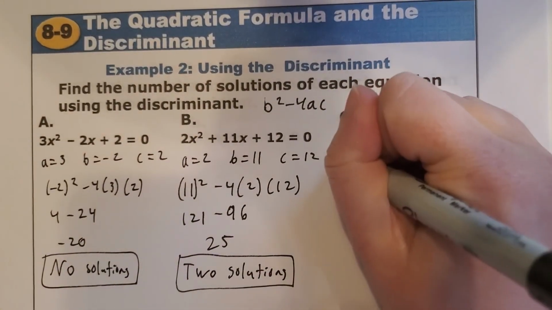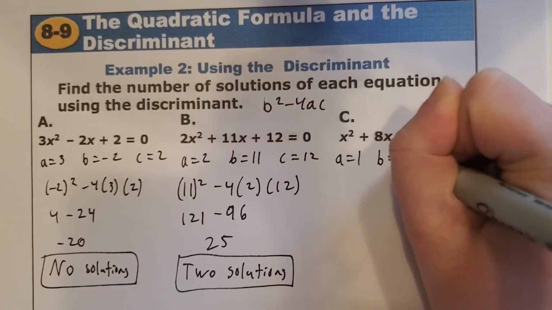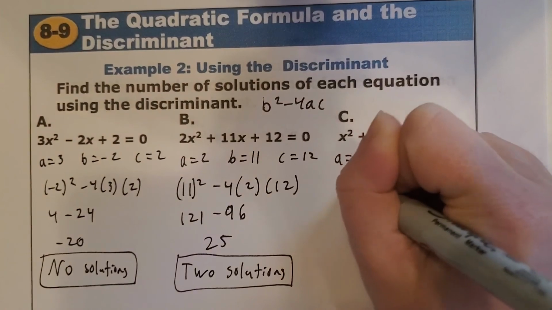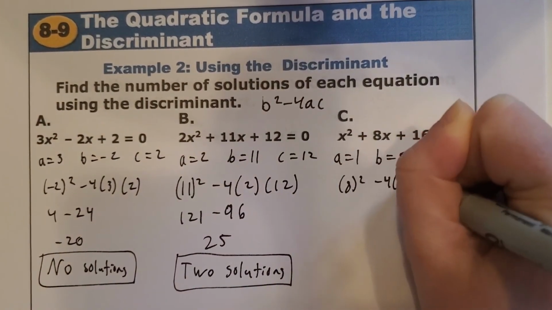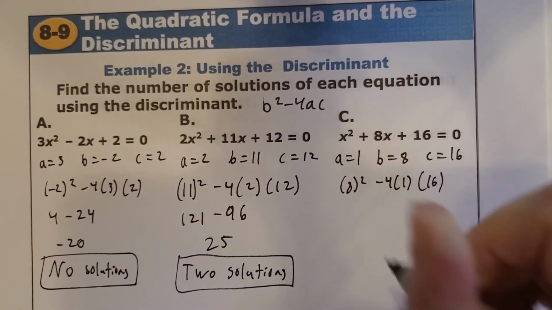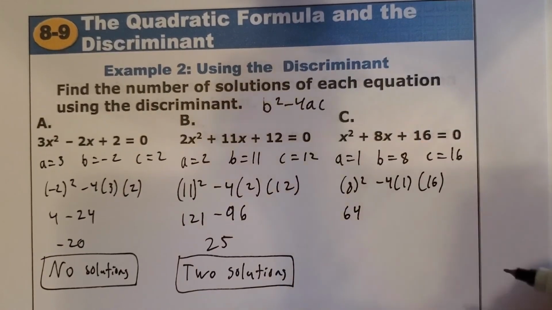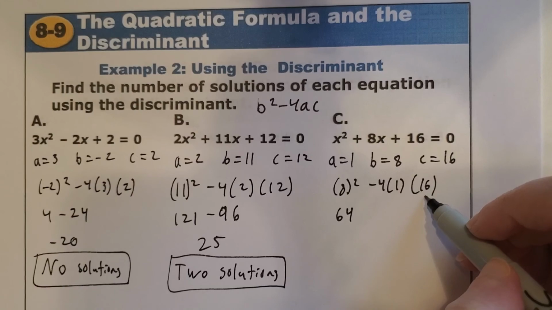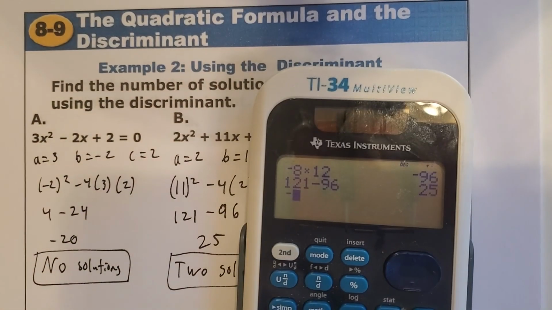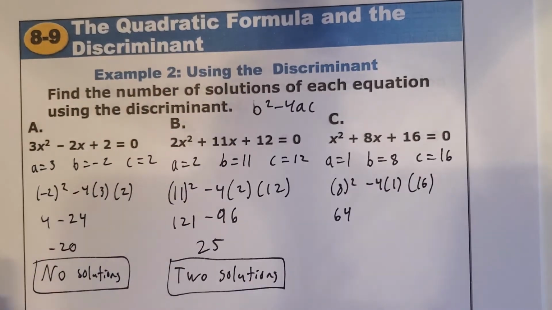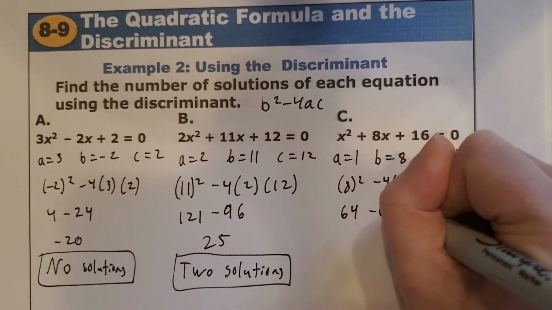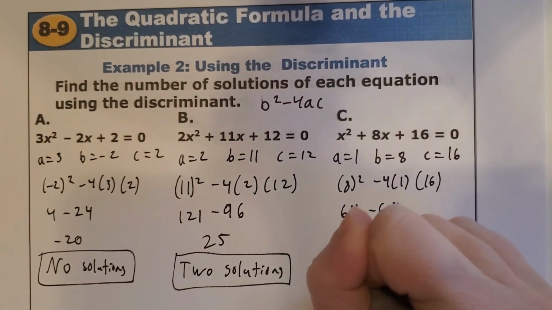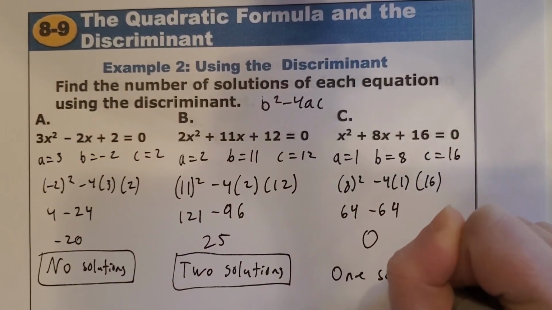And here, A is 1, B is 8, and C is 16. So 8 squared minus 4 times 1 times 16. 8 squared is 64. Negative 4 times 1 is negative 4, times 16 is negative 64. So that gets us 0, and there's the example of the one solution idea.